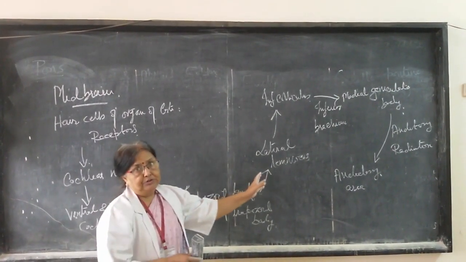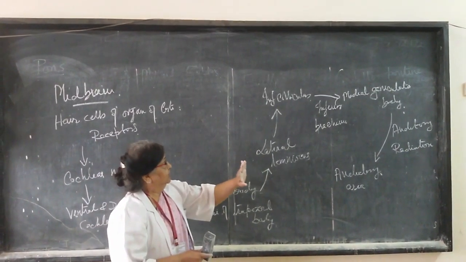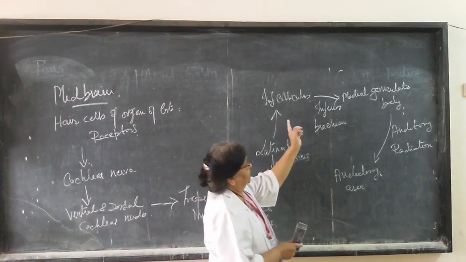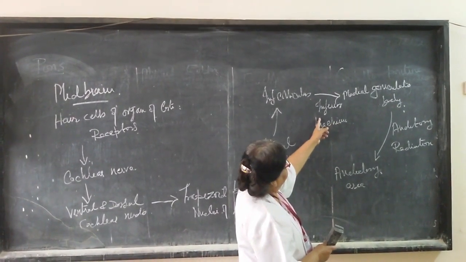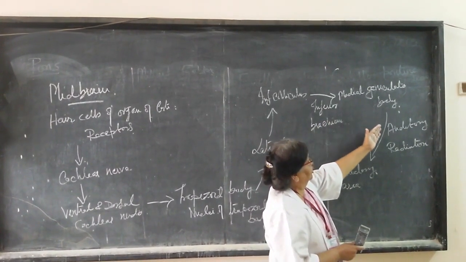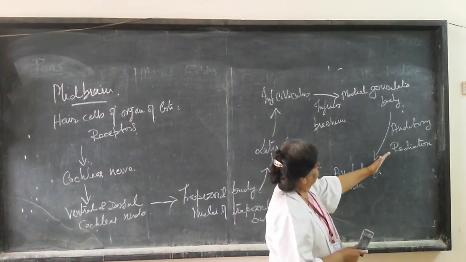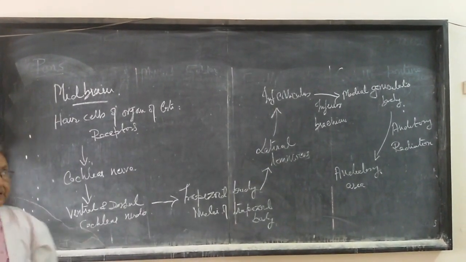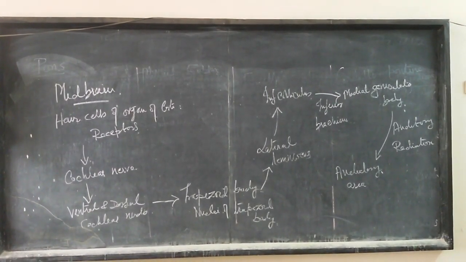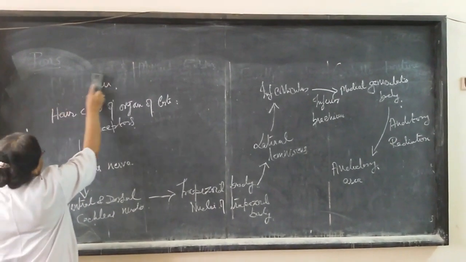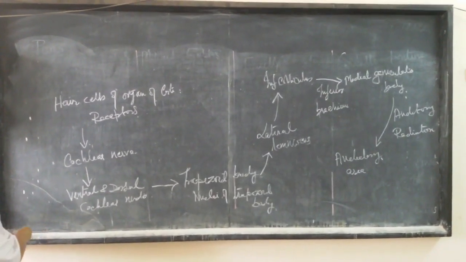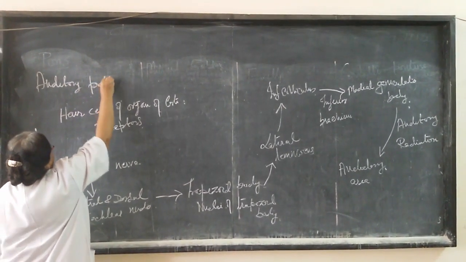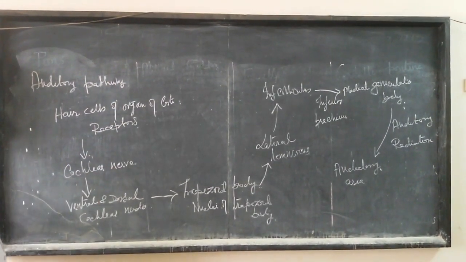And these bundles cross to the opposite side and form a tract known as the lateral lemniscus. The fibers of the lateral lemniscus terminate in the inferior colliculus. And the inferior colliculus is connected to the medial geniculate body through the inferior brachium, and from the medial geniculate body a tract starts, known as the auditory radiation, and this ends in the auditory area of the cerebrum. This tract is for hearing, the auditory pathway.